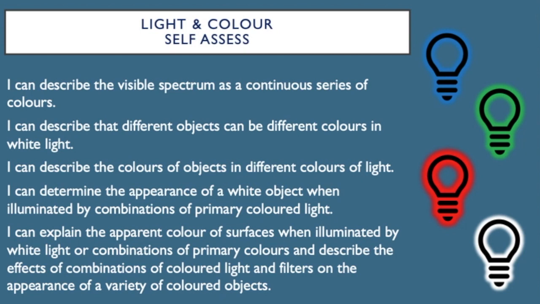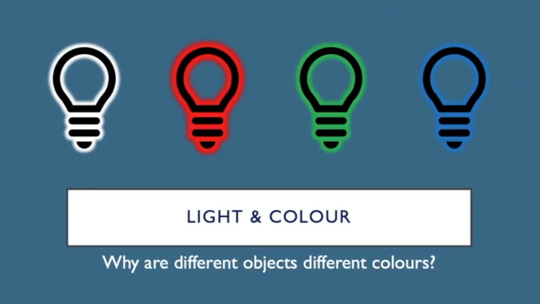So that's the end of this one on light and colour. These are the things you should be able to do. You should be able to describe the visible spectrum as a continuous series of colours. You should be able to describe that different objects can be different colours in white light. You should be able to describe the colours of objects in different colours of light, and describe the appearance of white objects when they're illuminated by combinations of primary coloured light. You should also be able to explain the apparent colour of surfaces when illuminated by white light or combinations of primary colours, and describe the effects of combinations of coloured light and filters on the appearance of a variety of coloured objects. So that's been the lesson on light and colour.